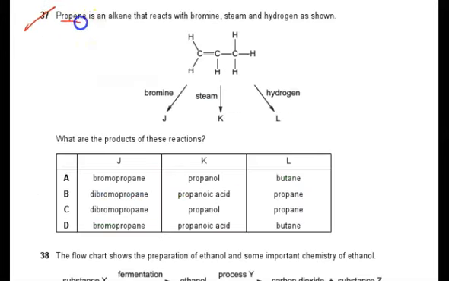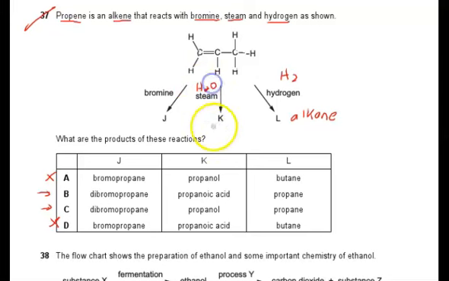Okay, number 37. Propene is an alkene that reacts with bromine, steam, and also hydrogen. So here when they add hydrogen, it will break the bonding and form an alkane. So here we'll have propane. So your A and D are wrong. So your answer will be either B or C. When it reacts with steam, H2O, it means you have an OH and hydrogen. It will transform itself to become an alcohol, so which is C, your answer. Bromine, Br2, so it will be dibromopropane. So your answer for 37 is C here.